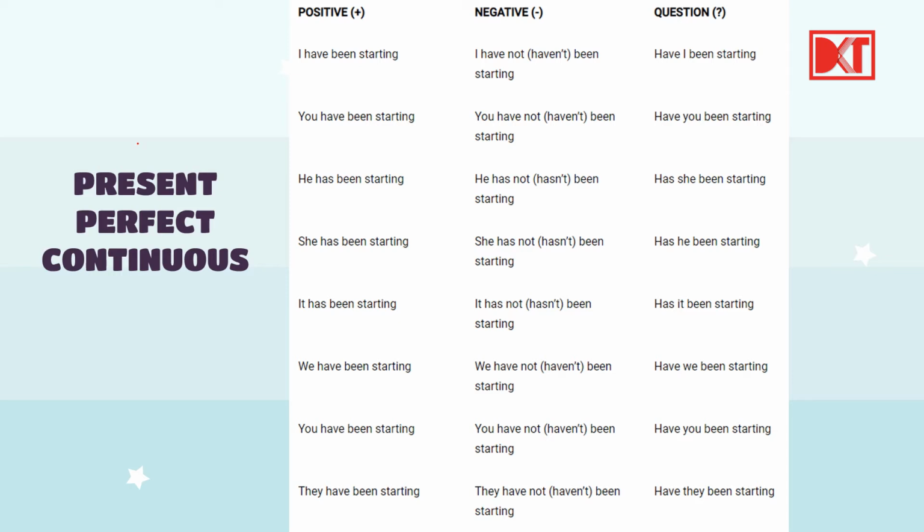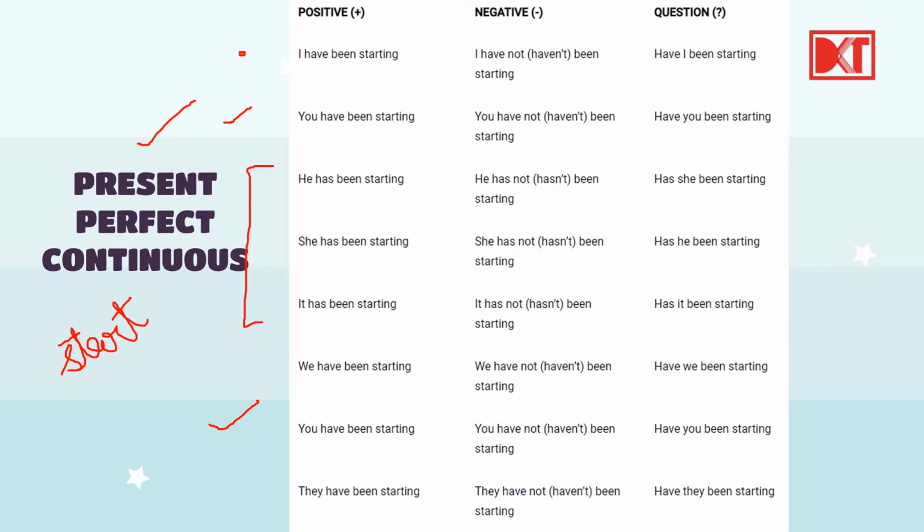Now here we have present perfect continuous. Like here, for first person singular, I have been starting, I haven't been starting. The question would be, have I been starting? So here which verb is it? Start, to start. Present perfect continuous. Then second person singular and second person plural will remain the same. You have been starting, you haven't been starting, or have you been starting. Then the third person, male, female, neutral, has been starting, hasn't been starting, or has he or she been starting.